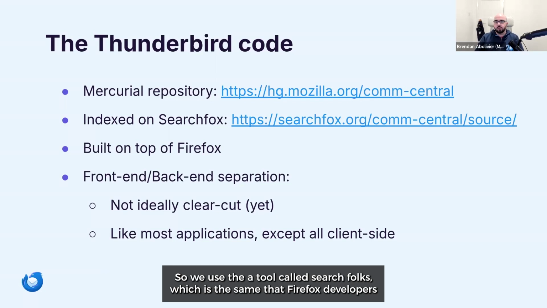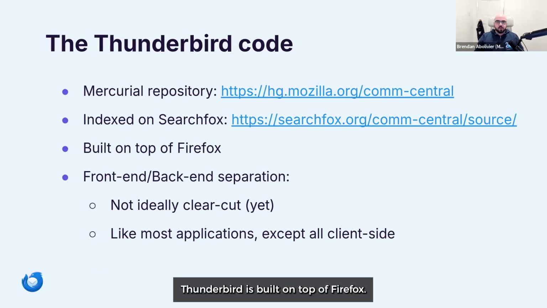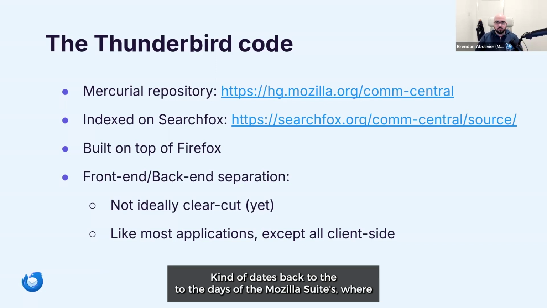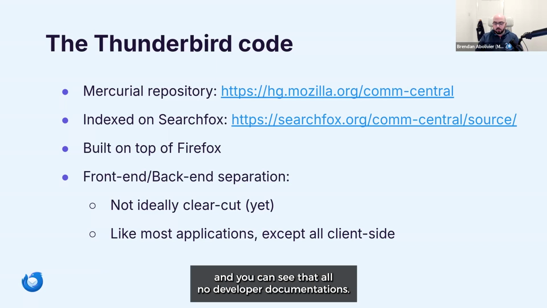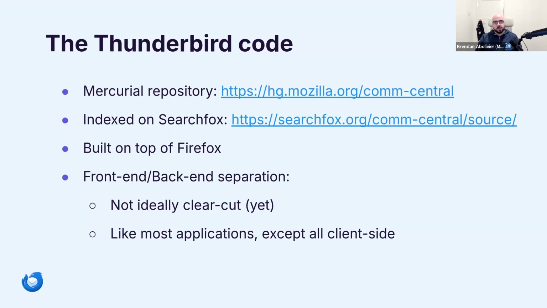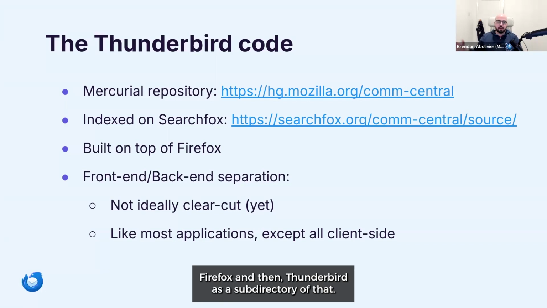So we use a tool called Searchfox, which is the same that Firefox developers use to work on Firefox and adjacent projects. Thunderbird is built on top of Firefox. That dates back to the days of the Mozilla suite, where Thunderbird and Firefox were essentially the same product. They're separated, but they still share a lot of code in common. Typically, and you can see that in our developer documentation, if you want to build Thunderbird, you'll first check out Firefox and then Thunderbird as a subdirectory of that.